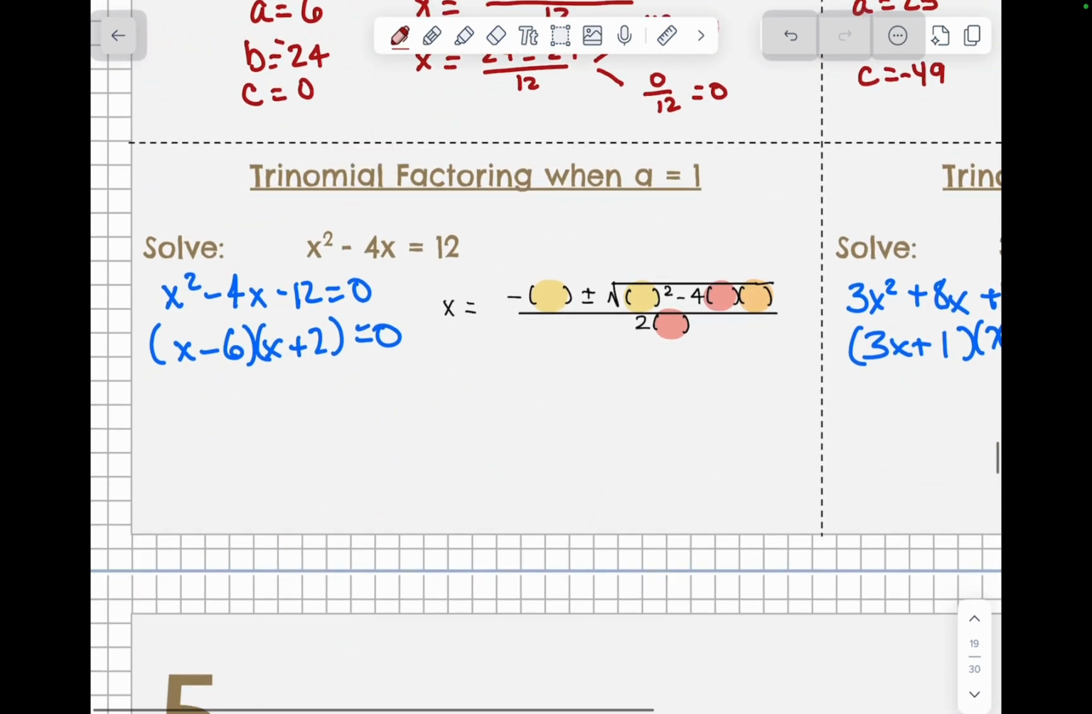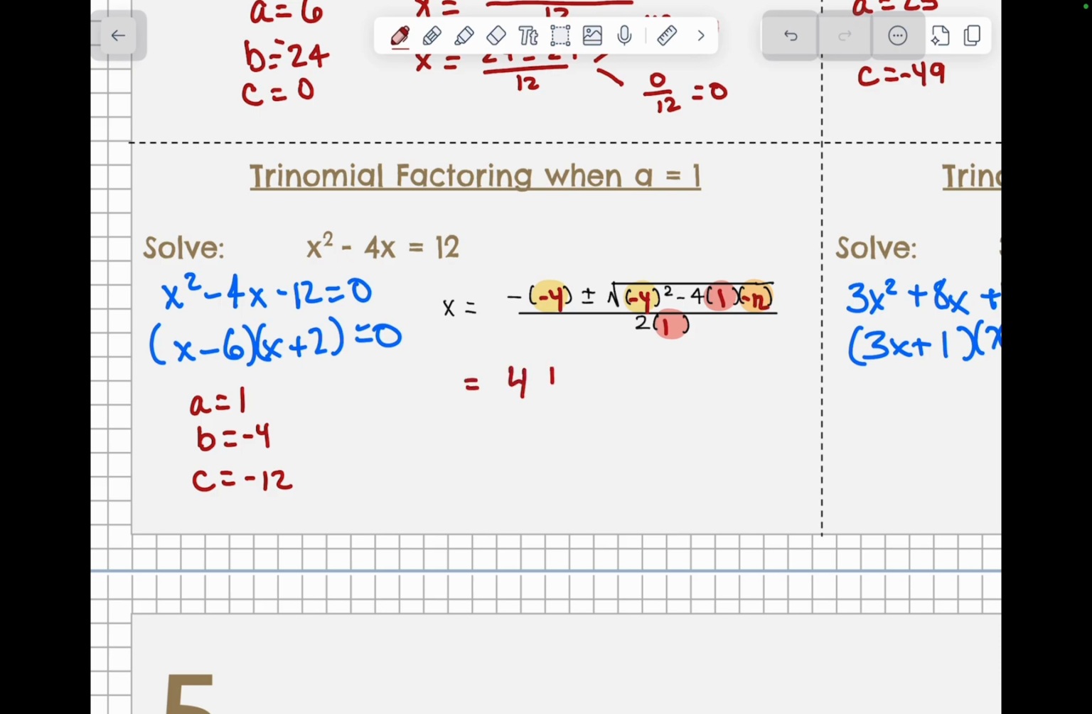Then you have trinomial factoring when A is 1. These are usually pretty easy to factor, but if you can't factor them, then you identify A, B, and C, and you substitute in. B is negative 4, A is 1, C is negative 12, and you simplify. 4 plus or minus the square root of 16 plus 48 all over 2, which is 4 plus or minus the square root of 64 over 2.